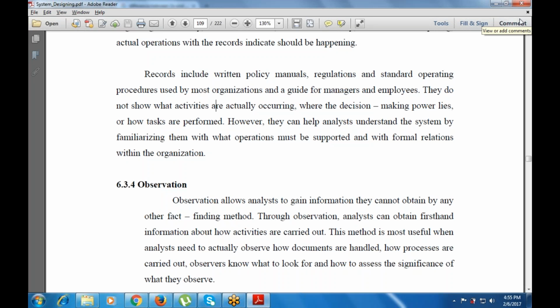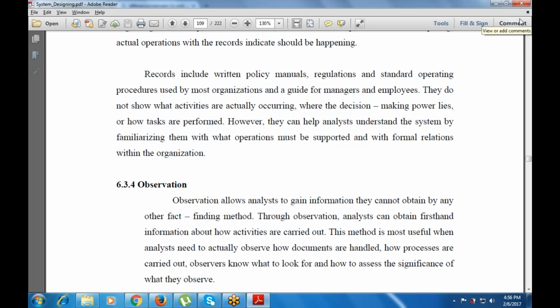What are the other facts that are available? What are the various facts that are used with the content and the data that is available? Whatever data is available through observation can also be obtained by the other fact-finding techniques.